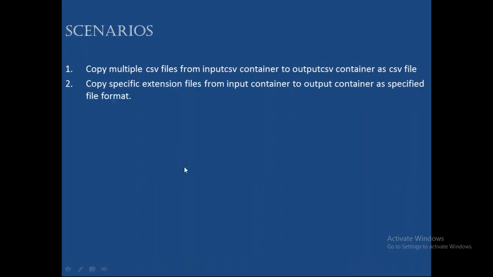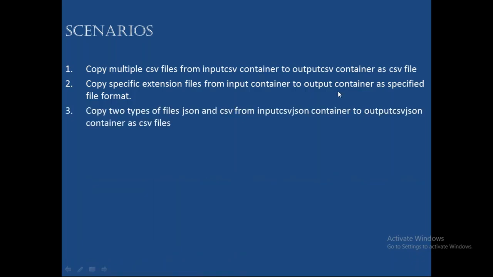The next scenario is not only CSV. In my container, I have JSON, CSV, Parquet, Avro. There are multiple file formats in the same container, but I want to separate all the file formats. Let's imagine in this input container we have different file formats. As per my requirement, I need to extract only .json, meaning only JSON files, and load them into the output container. How you can extract specific extension files from the input container to the output container, this particular scenario also we are going to discuss.